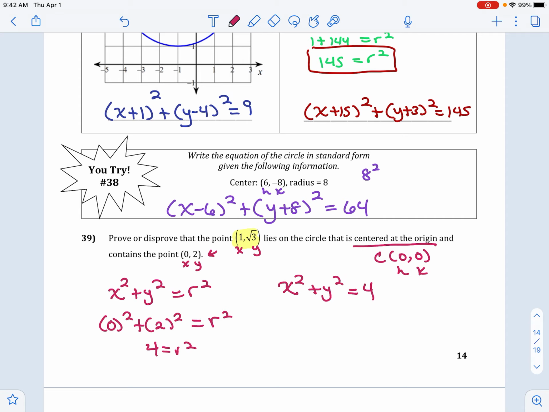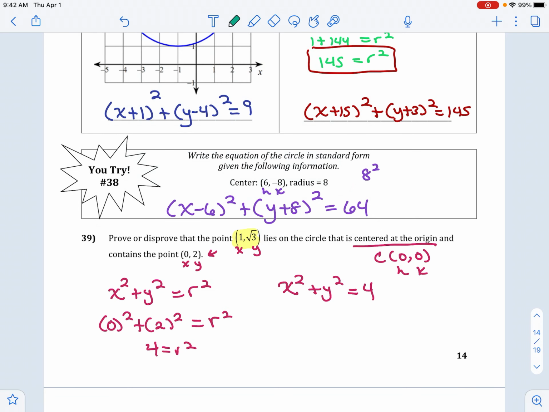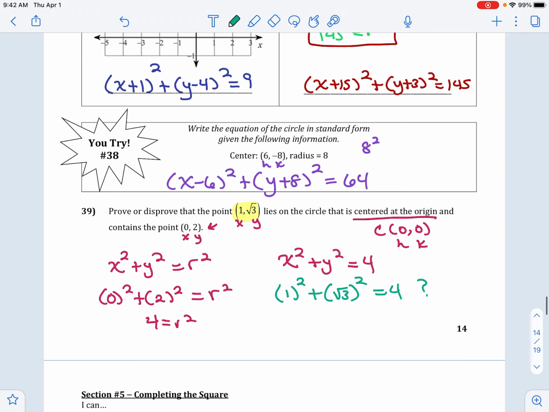And we want to know, does the point 1, square root of 3 live on that circle? So let's check. Let's check to see if 1, square root of 3 lives on that circle. So if I plug in a 1 for x and square it, and I plug in a root 3 for y and square it, do I get a 4? So that's my question. If so, then that point does lie on that circle.